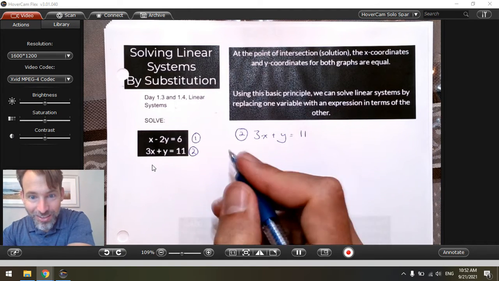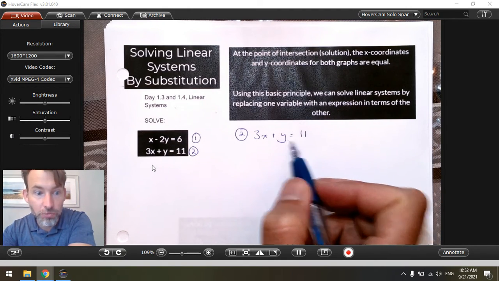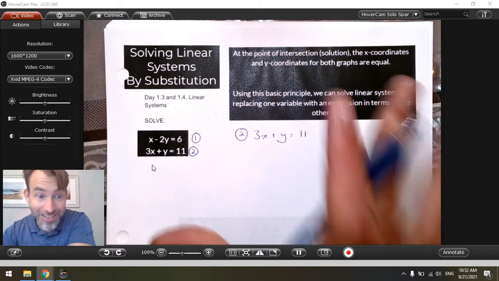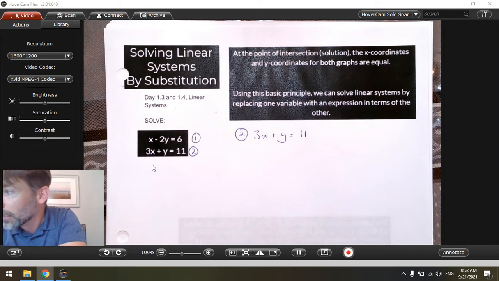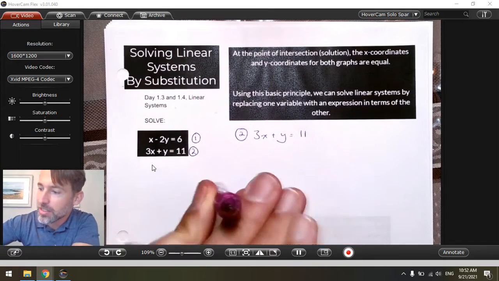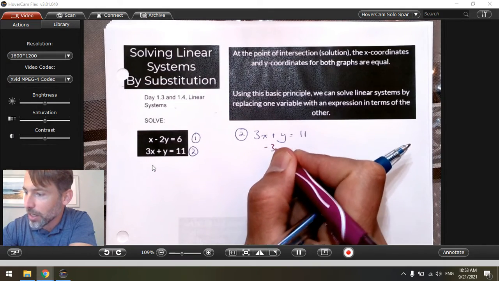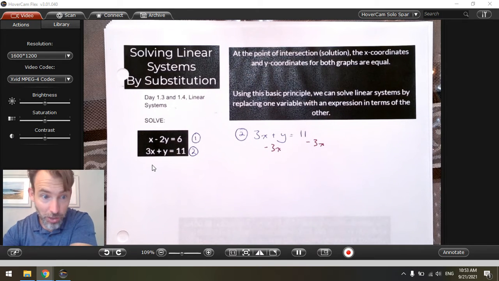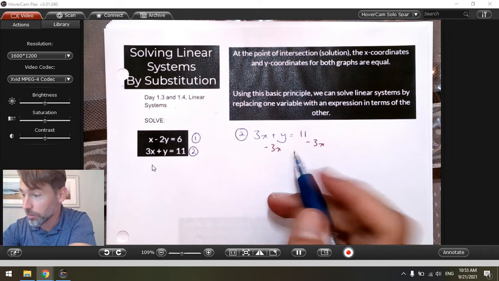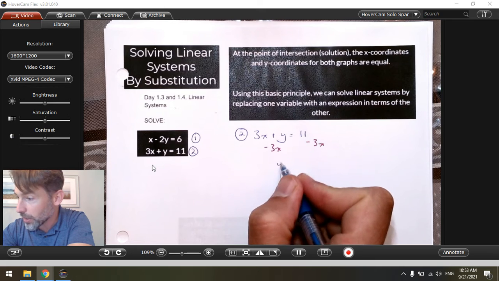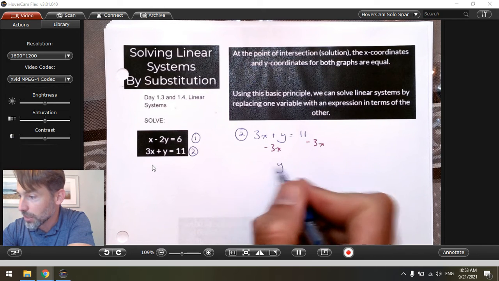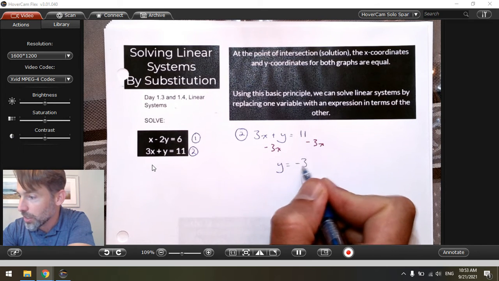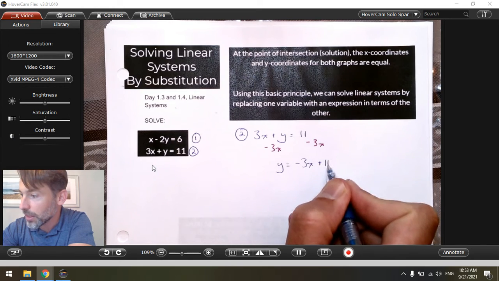Okay, so now rearrange so that I've solved for one of these variables. That means isolate that variable. And I see that I could do that by simply subtracting 3x from both sides. When I subtract 3x from both sides of the equation, I've honored the equal sign. I bring my y down. This is 0, so I don't write anything. y is equal to negative 3x plus 11.